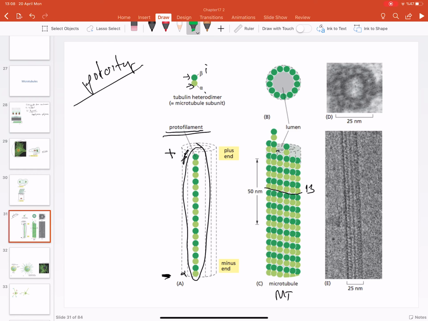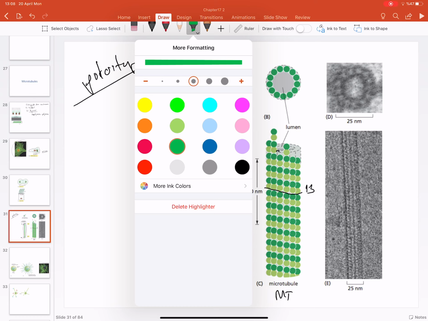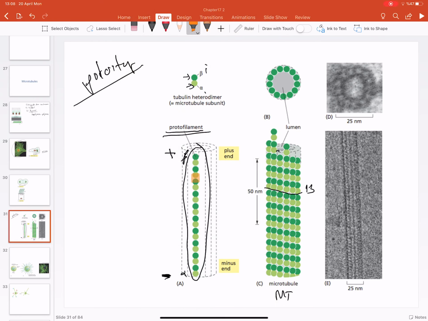Now, the attachment of this to this and this to this, the different dimers in a protofilament, is totally non-covalent, and again the side-by-side interaction of the subunits is also non-covalent. But again, because there is a very large number of non-covalent interactions, at the end it becomes a very strong structure. Microtubule is one of the strongest things. They just break under stress. That's why I don't call them the strongest one.